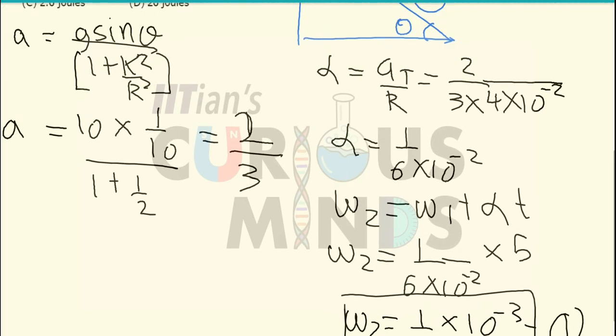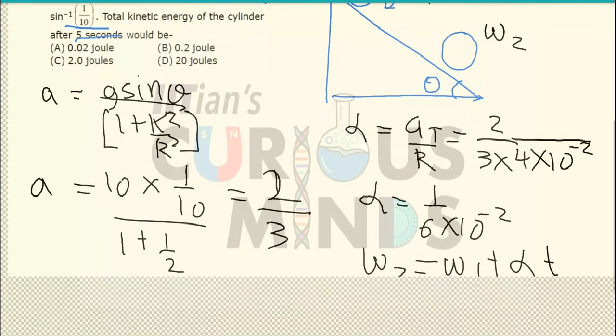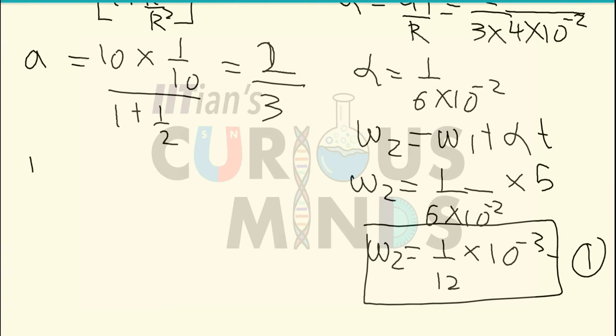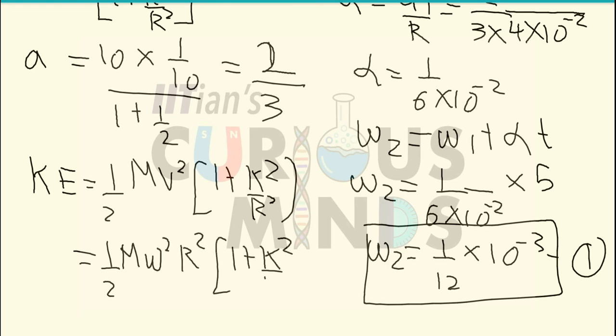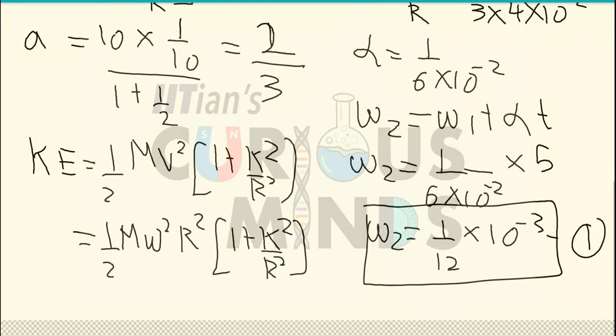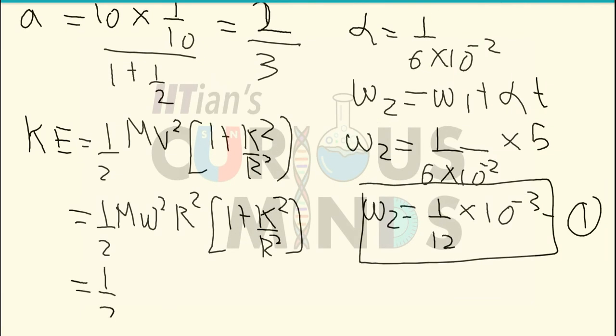Now over here we have to get the total kinetic energy. Total kinetic energy at the bottommost part will be equal to half mv square into 1 plus k square by r square. So v over here can be written as omega r, so half m omega square r square into 1 plus k square by r square. When I substitute the values, it will be half, the mass is given as 250 gram, which is equal to 0.25, into omega square.